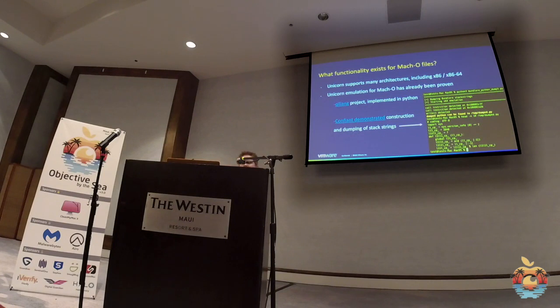But that's from the PE side, right? So what functionality actually exists right now for Mach-O? Well, Unicorn supports the architectures. So it supports x86 and 64. And there are actually a couple of existing things for Mach-O files. I don't know how to pronounce this, but the Keelang or Cheelang project is implemented in Python. I believe it's actually written by the Unicorn developers themselves. But the Mach-O functionality, even though it is there, is pretty limited at this point.